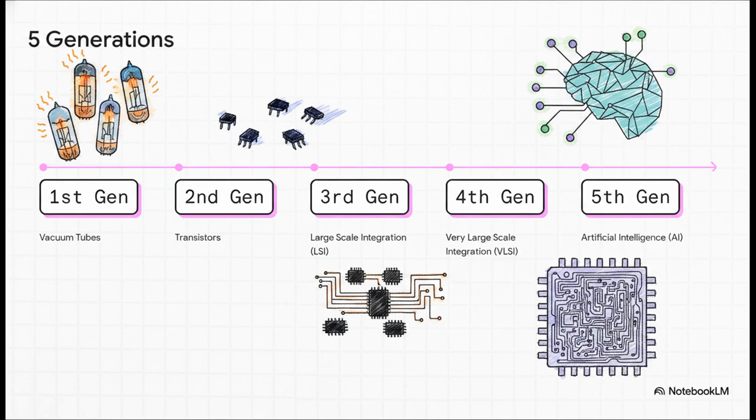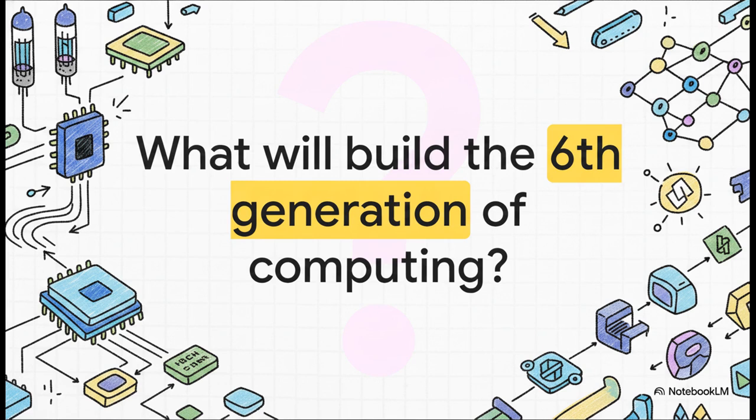We have taken a massive journey today, from the simple IPO cycle of data to the intricate, lightning-fast dance between the CPU and cache memory, right up to the software that brings the whole system to life. But as we step back and look at this incredible leap, from simple glass vacuum tubes to modern neural networks and AI, it leaves us with one really provocative thought. What unimaginable components and architectures are going to build the 6th generation of computing?